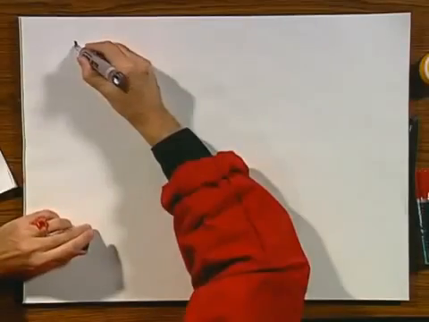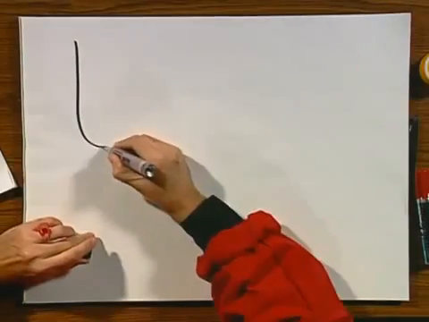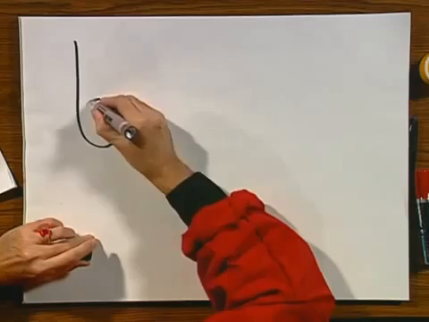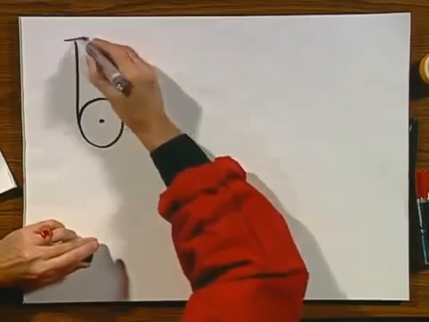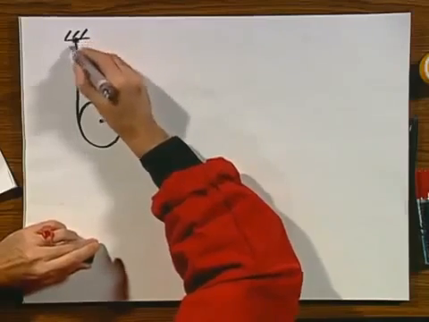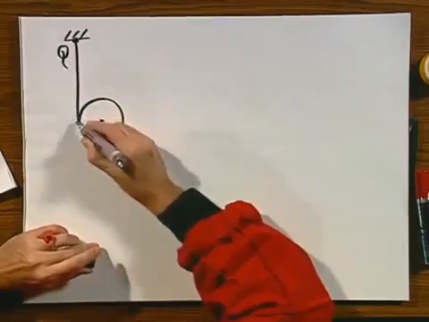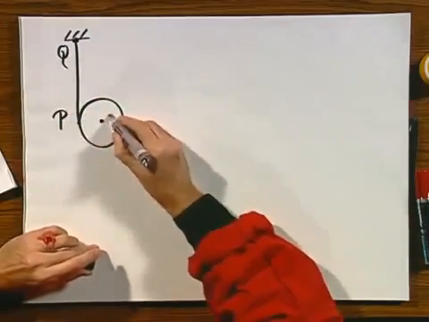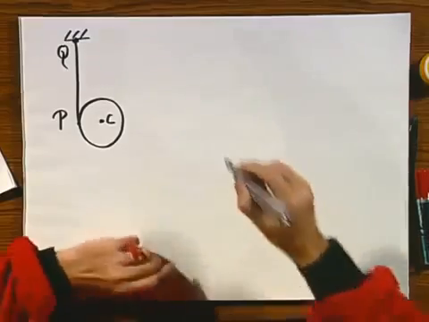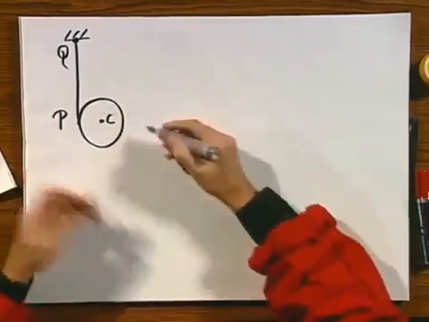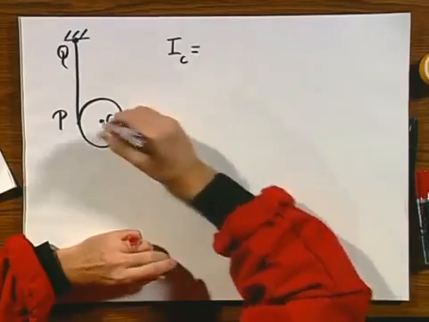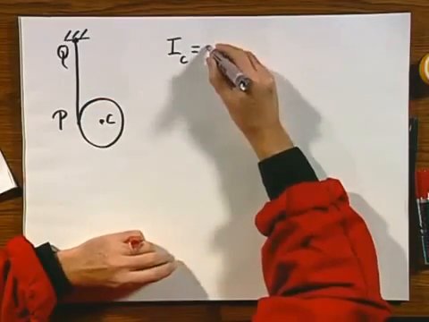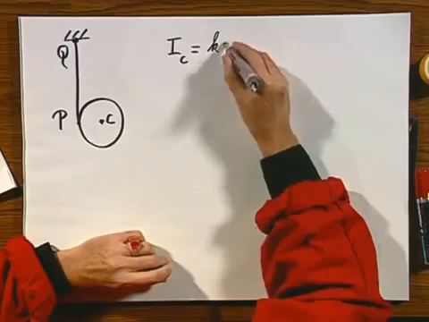It's very general. I have a rope, and the rope is wrapped around an object, which could be a disk. Let's call this point Q here. Let's call this point P. This is the center of the object. The object could be a sphere or a cylinder, and the moment of inertia about that point C, about the axis of rotation perpendicular to the paper, equals kmr squared.